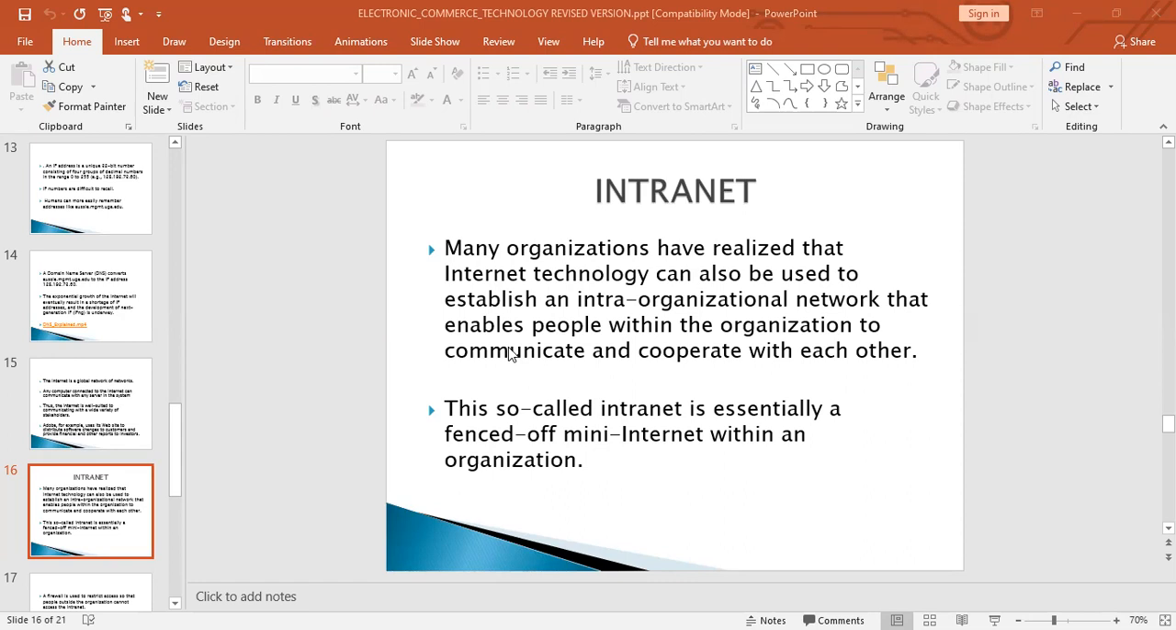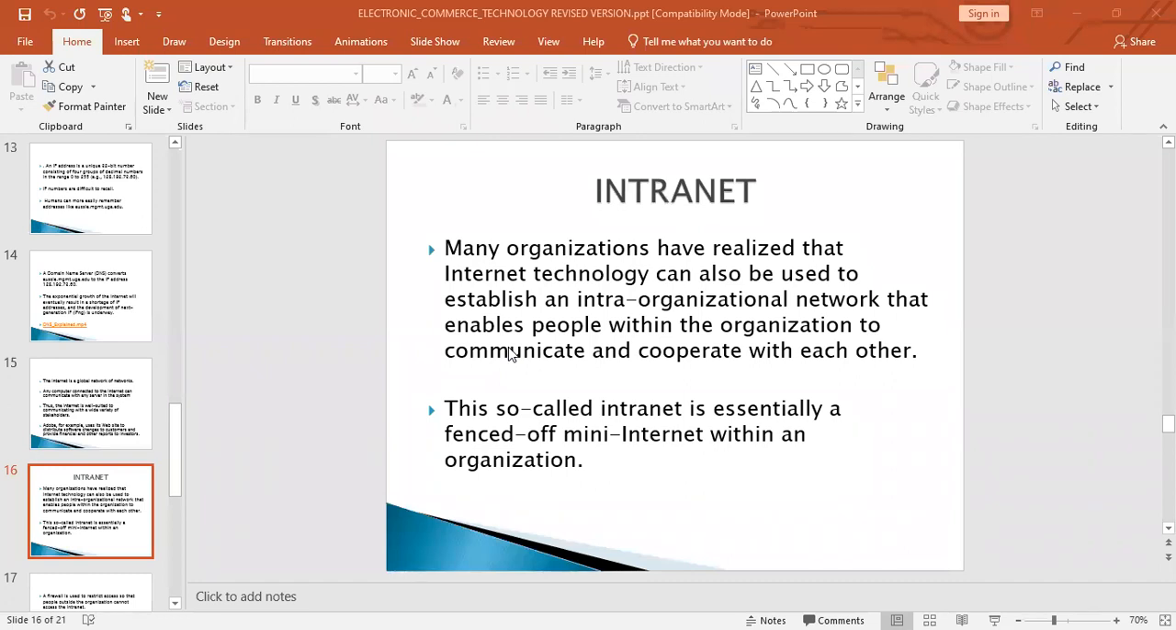So before you can use the intranet, you need to be a part of that particular group, organization, association, or institution. Now, if you go to most of our institutions, whether public or private, it can be companies or whatever, normally they have this kind of system which allows, for instance, the boss to send a message to his subordinates to perform a particular task.